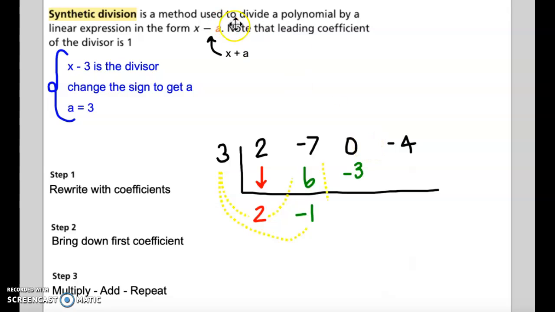And then I'm going to add straight down. I told you it's crazy. Add straight down. I'm going to get 0 plus negative 3, negative 3. Multiply again. 3 times negative 3. I'm going to get negative 9. Add straight down, negative 13. And that's it. We just have to write our quotient. Okay? Super weird process. It's just a pattern you have to get the hang of.